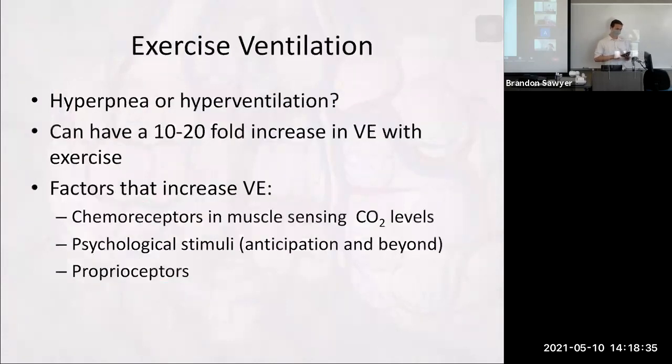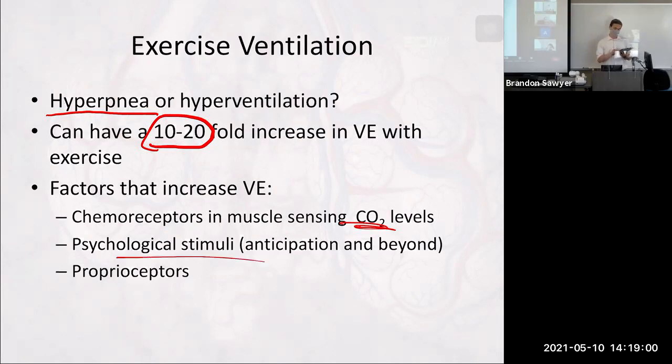Okay. All right. So exercise is definitely a form of hypernia, not hyperventilation. We can see somewhere around a 10 to 20-fold increase in ventilation with exercise. And the main things that drive this, well, number one is those CO2 levels. And there's chemoreceptors out around your muscles as well, in the arteries around your muscles. And so that would drive it.